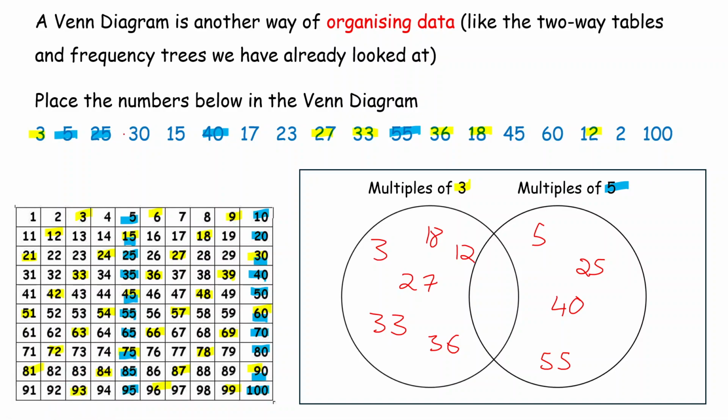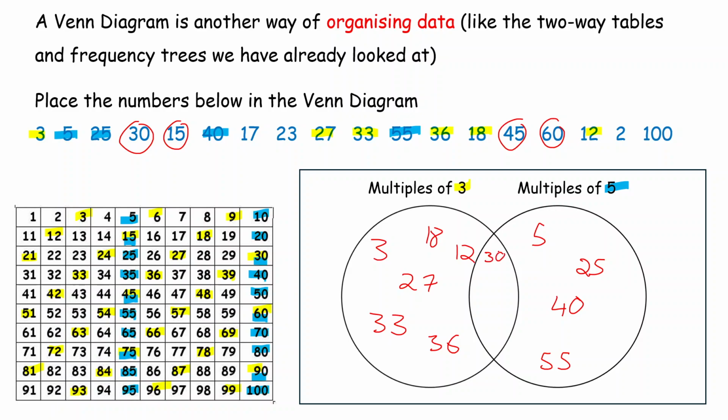So ones that are both: 30 is both, isn't it? You can see it is, it's over here. 15 was both. 45 is both, isn't it? 60 is both. And then those two aren't. So you can see the ones I've circled are going to go in both.